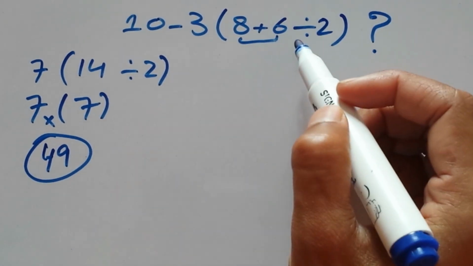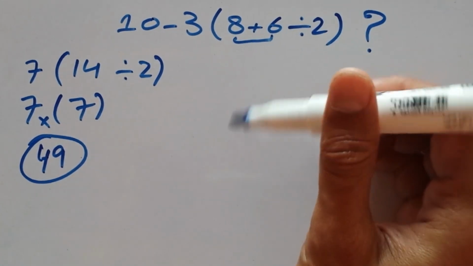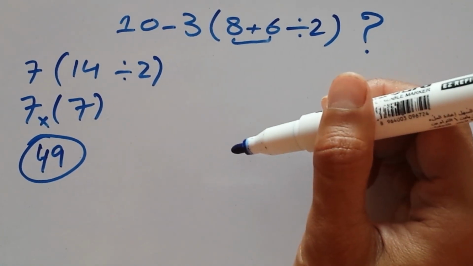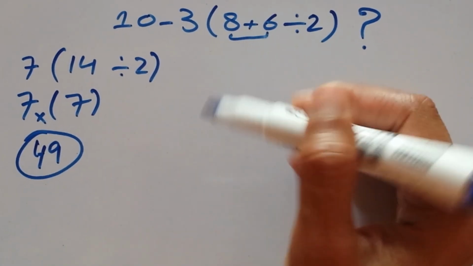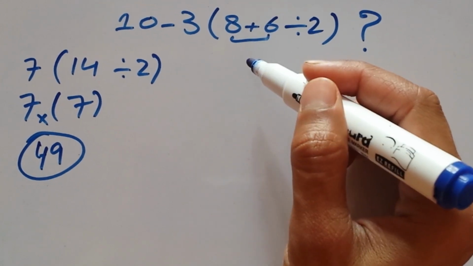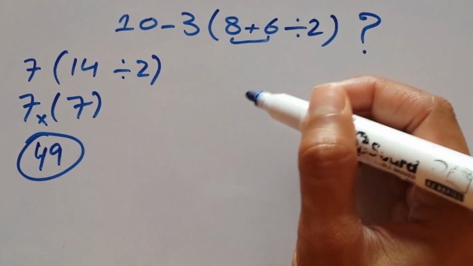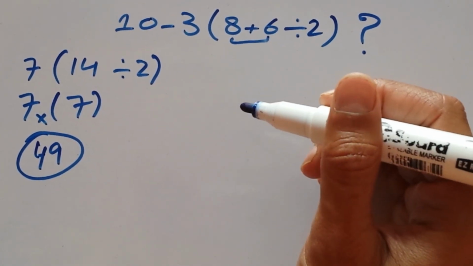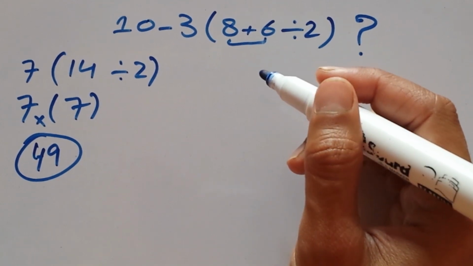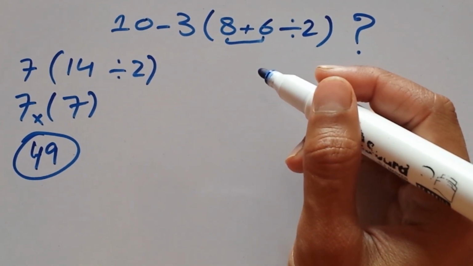Because first of all, inside the parentheses, right? So now let's solve this again correctly. Follow order of operations, BODMAS or PEMDAS. Start with what's inside the parentheses.